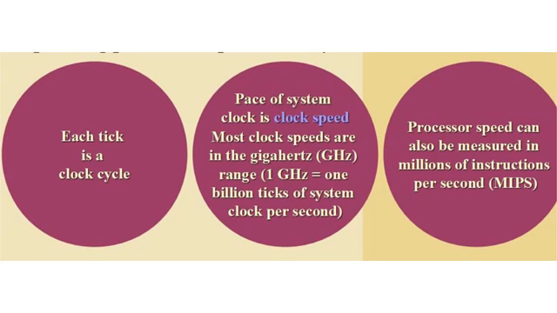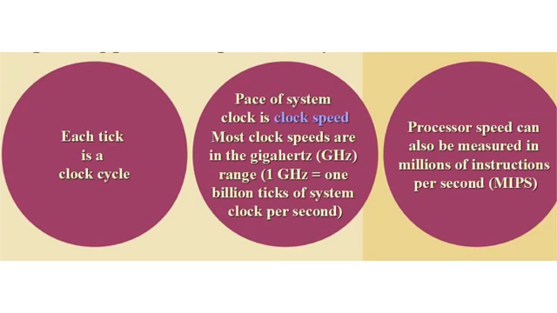The processor speed can also be measured in millions of instructions per second, or MIPS. But no one really uses that. People usually measure it in gigahertz or megahertz.